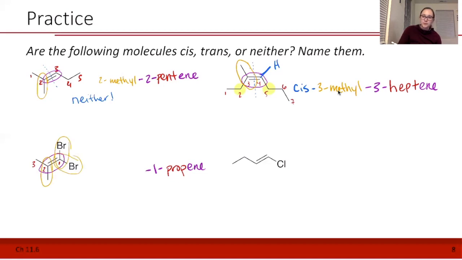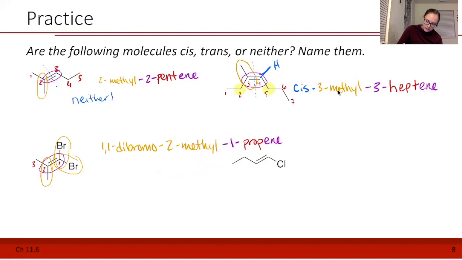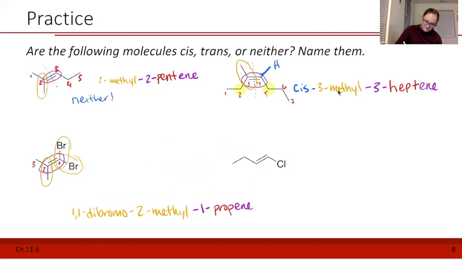So bromine comes before methyl, so I'm going to do a second line above it. So we have 1,1-dibromo, 2-methyl. Maybe we'll just put the whole name below. It might fit. We'll just put a little arrow.